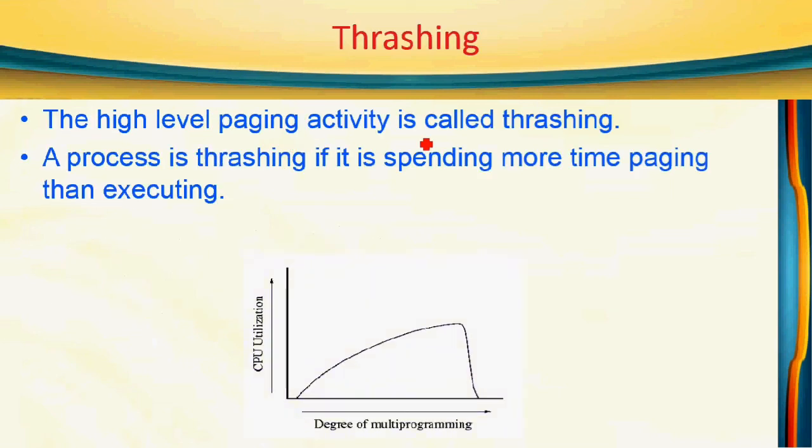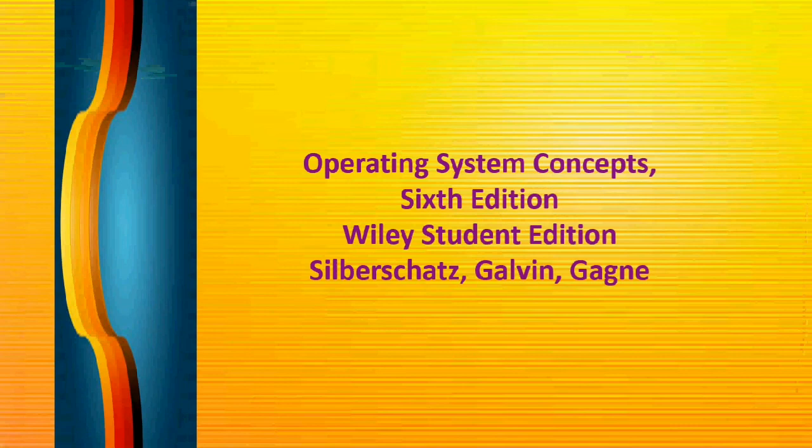It's nothing but a high level of paging activity. A process is thrashing if it is spending more time on paging than executing. So instead of executing, the process is spending more time on paging, that is called thrashing. See this graph, if you increase the degree of multiprogramming, CPU utilization also increases, but after some time, thrashing occurs. Once thrashing comes, if you increase the degree of multiprogramming, the CPU utilization decreases. So that's all about this chapter.